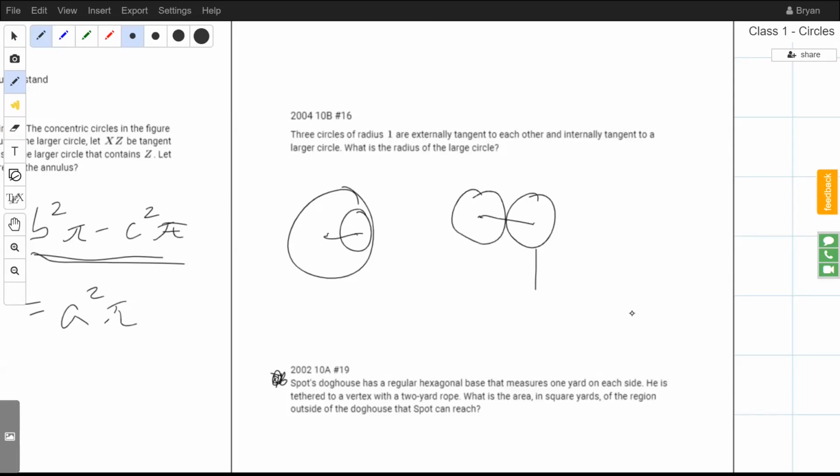Concentric just means that these circles share the same center. That's okay, the diagram doesn't show that, but basically these circles have the same center. That's concentric.